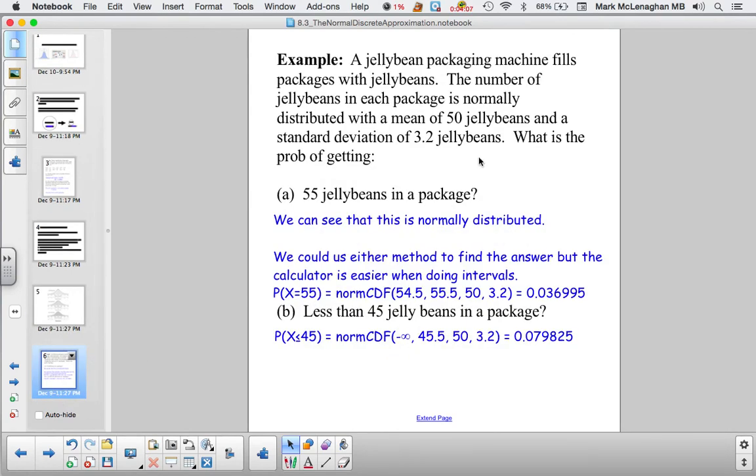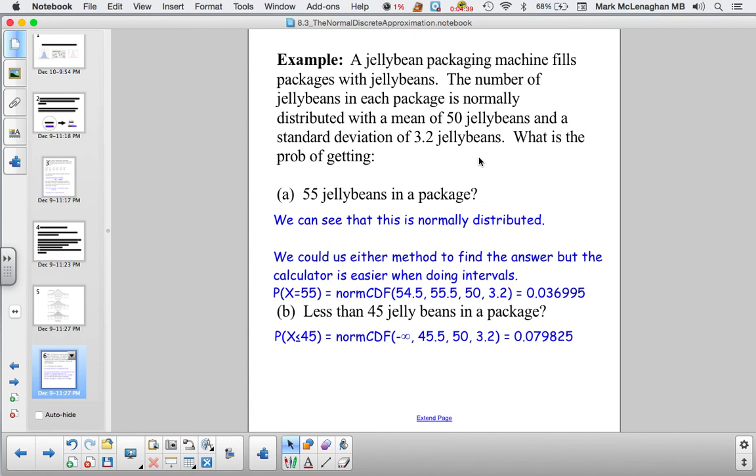So, how does this work? Say you own a jelly bean factory and you're packaging your jelly beans, and you want to make sure that each bag has the appropriate number of jelly beans. You don't want to shortchange people or overindulge, because that's just wasting your money and giving people more jelly beans. So if the number of jelly beans in a package is normally distributed with a mean of 50 and a standard deviation of 3.2, what is the probability of getting 55 jelly beans in a package?